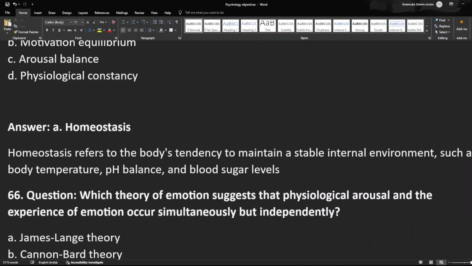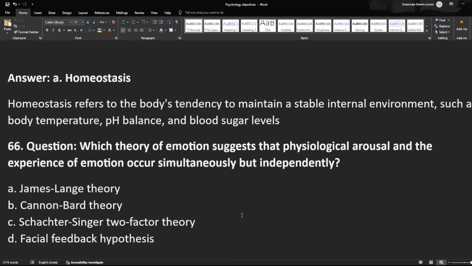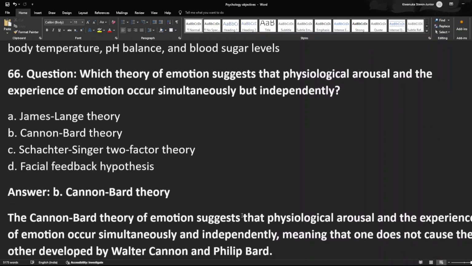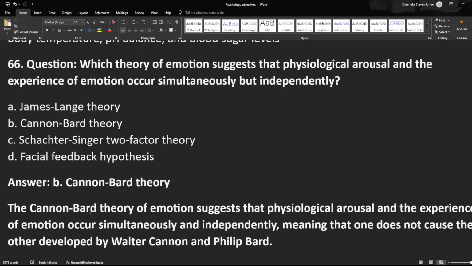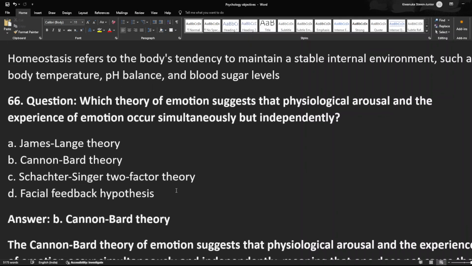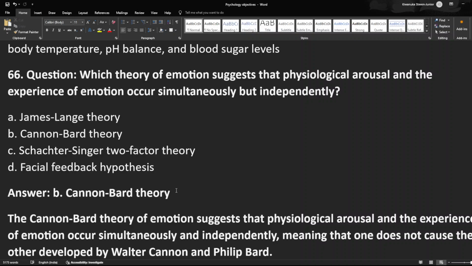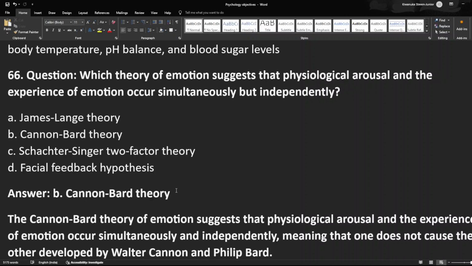Which theory of emotion suggests that the physiological arousal and experience of emotion occur simultaneously but are independent? We see that the theory is the Cannon-Bard theory. It was developed by these two people. The theory suggests that physiological arousal and experience of emotion occur simultaneously and independently, meaning that one does not cause the other.